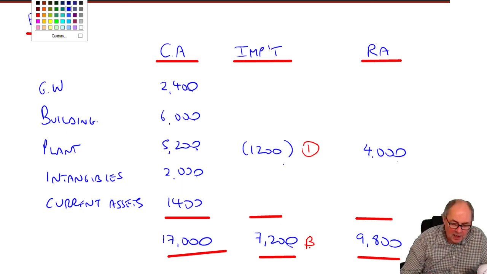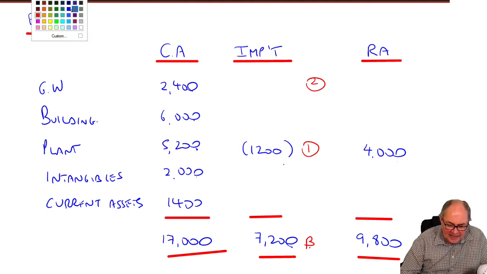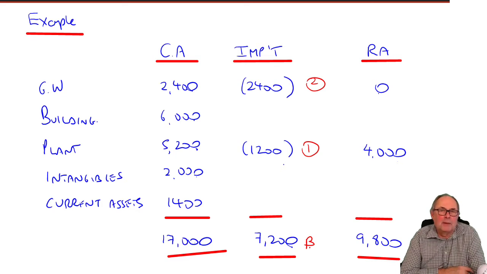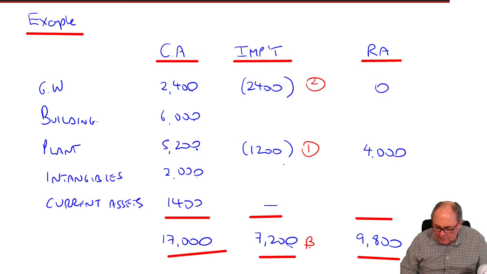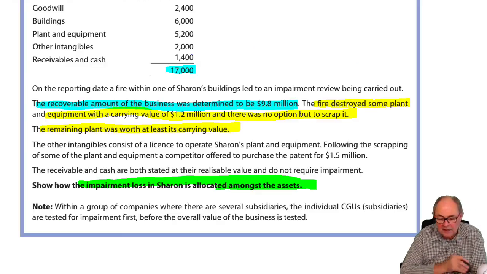Secondly, I'm going to go for the goodwill. The goodwill has a carrying amount of 2,400. That's all going. Can you see we still haven't got up to 7,200? So we're left with a building and the intangibles. Nothing's going to come off the current assets, so I might just carry that across. If you were told nothing else, you'd prorata the loss between the building and the intangibles. But if you get any clues in the question, use them.